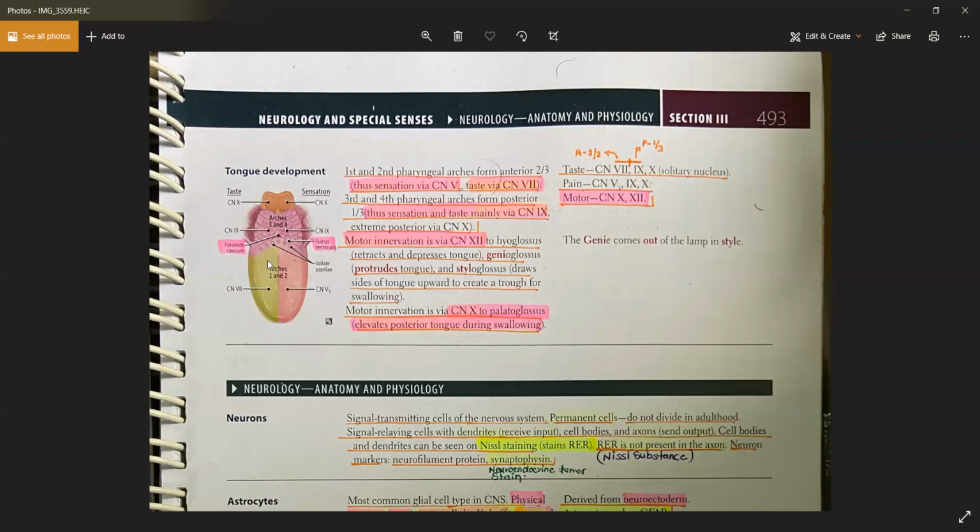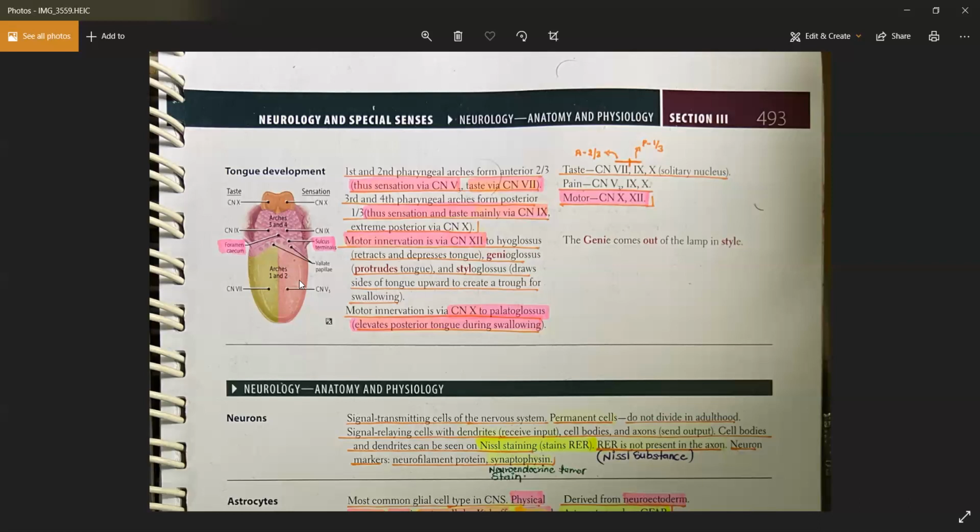The anterior 2/3 of the tongue is formed by arc 1 and 2, the aortic arcs. You will study that later in the reproductive section. Arc 1 and 2 will form the anterior 2/3 of the tongue. Arc 3 and 4 will form the posterior 1/3 of the tongue.